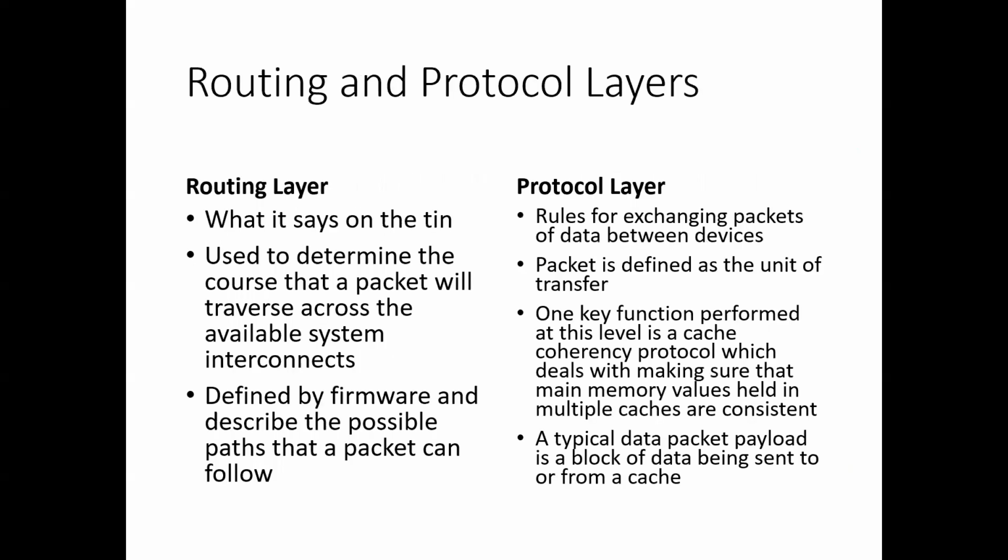And then last but not least, the routing layer is pretty much what it says on the tin. It's used to determine the course the packet will traverse across the available system interconnects, and that's defined by firmware and describes possible paths the packet can follow. The protocol layer is the rules for exchanging packets of data between devices. The packet's defined as a unit of transfer, and one key function performed at this level is a cache coherency protocol, which deals with making sure the main memory values held in multiple caches are consistent. Typical data packet payload is a block of data being sent to or from the cache.